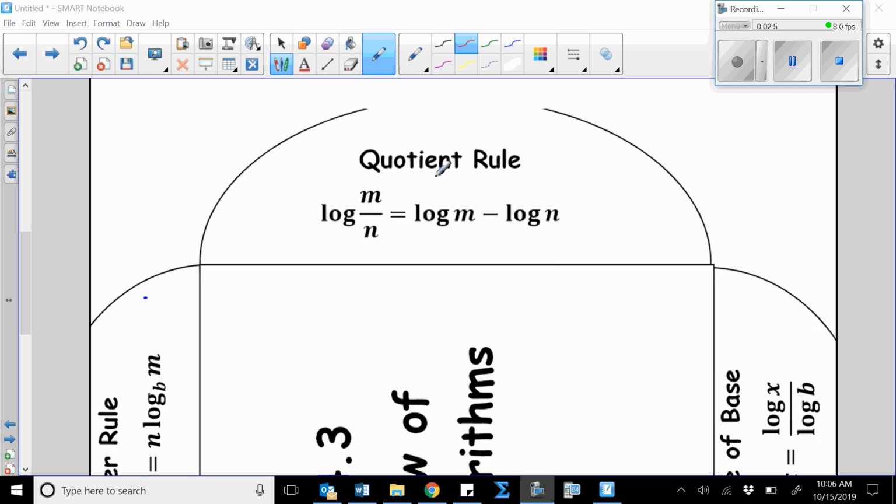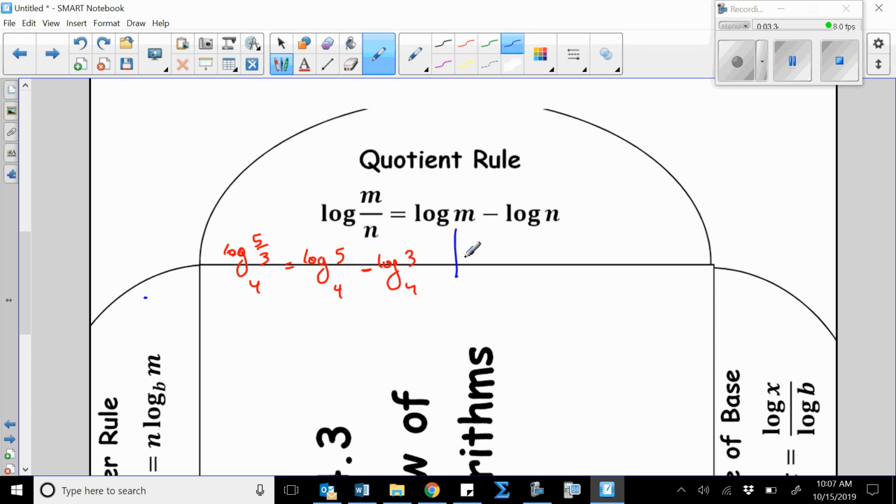The next rule that we are going to learn today is the quotient rule. The quotient rule says if you have the log of a quotient of two terms, you can change it to the subtraction of two logs. Like log of m over n can be log of m minus log of n. For example, if I have log of 5 over 3 with base 4, this can be written as log of 5 base 4 minus log of 3 base 4.